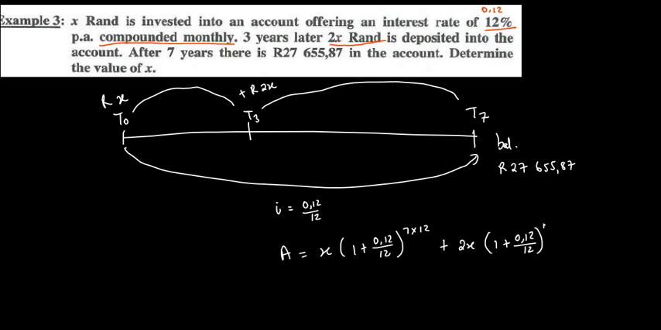Same thing, right? And the accumulated amount was how much? The accumulated amount was 27,000. So you write it here, 27,655.87, right? So it becomes easier with this method, isn't it?